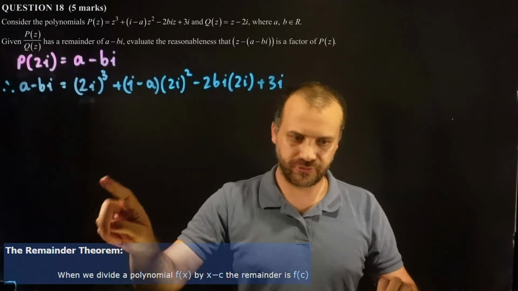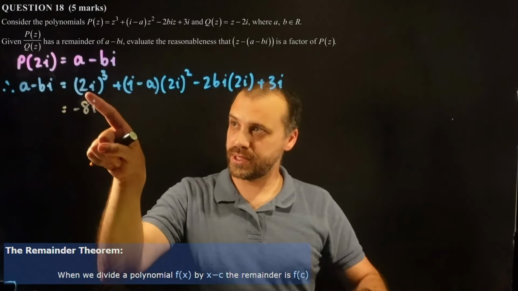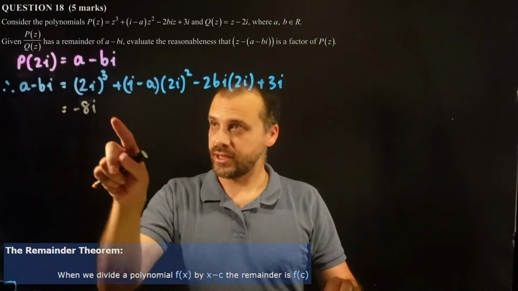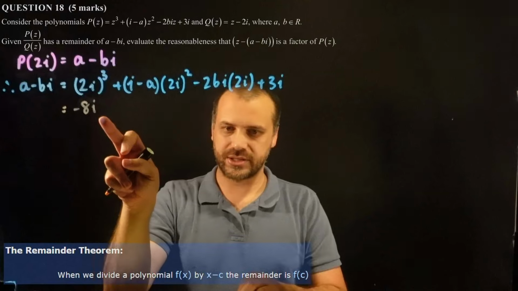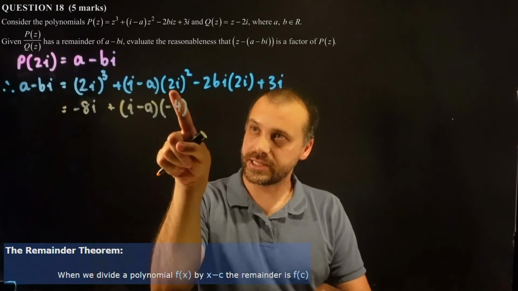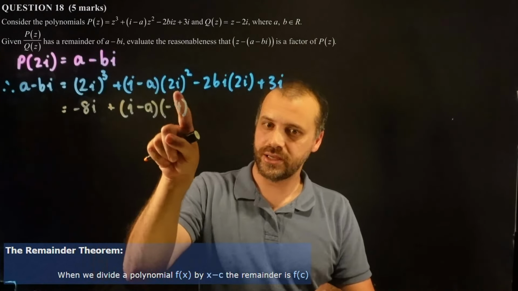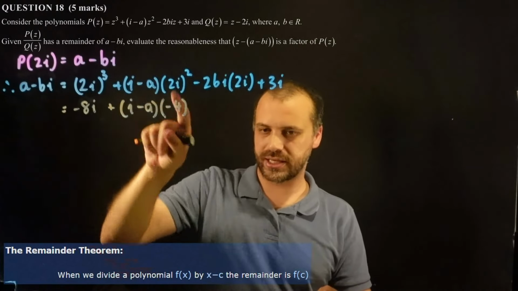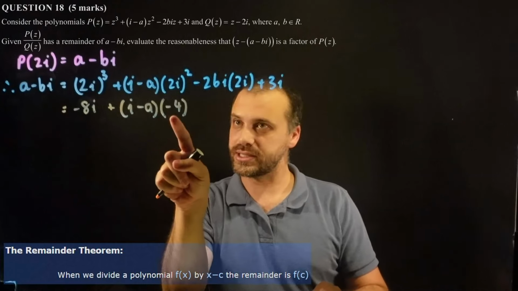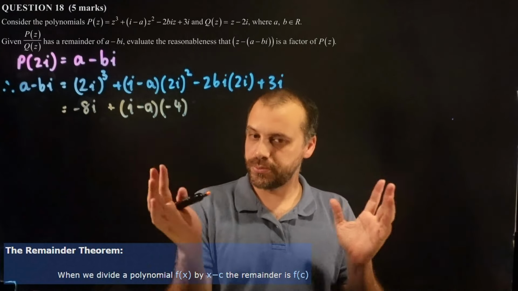Now, I can simplify all of this. This first bit is 2 to the 3, which is 8, but i to the 3 is negative i, so we get negative 8i here. Now this next bit, 2i squared, you've got to square the 2 to make 4, but then i squared is negative 1. So 4 times negative 1 is negative 4. Got to be super careful with these ones.